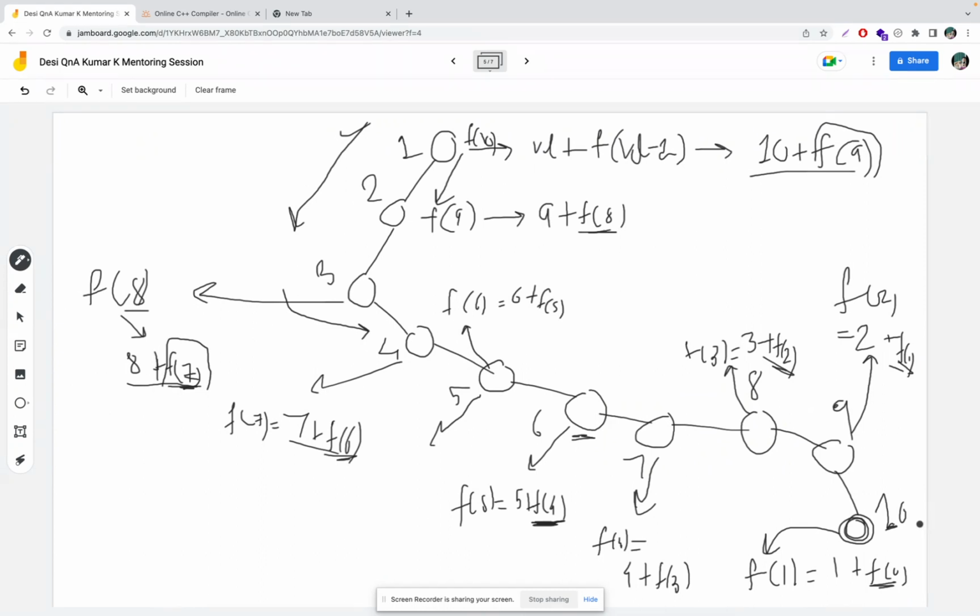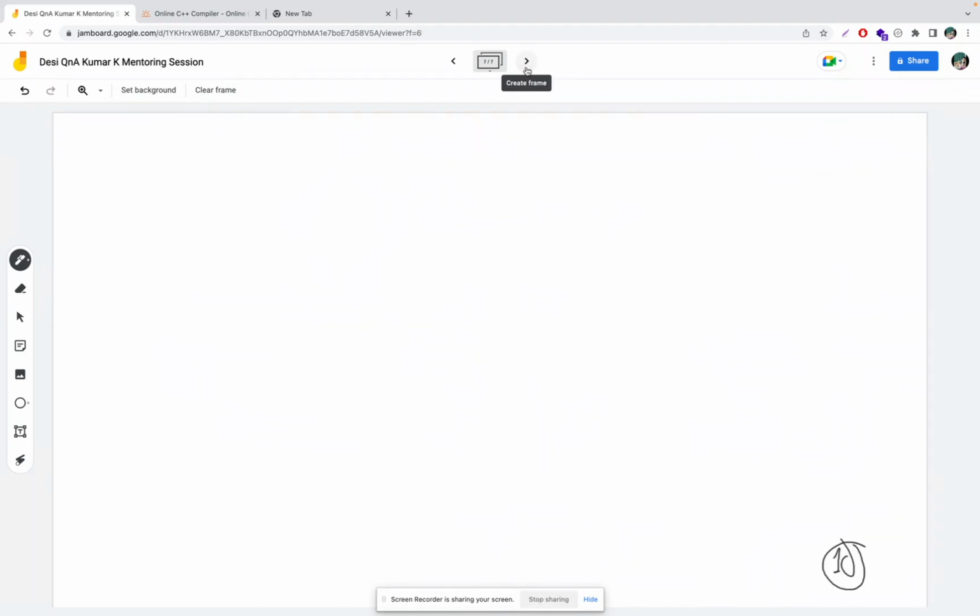Okay, so for the 10th branch, the answer is what? 1 plus f of 0. f of 0 is what? 1. Okay, so the answer at the 10th node will be 1. Got it? f of 0 plus 1.